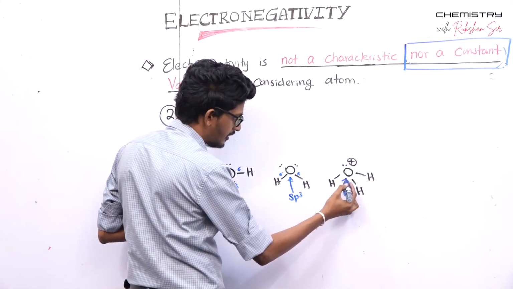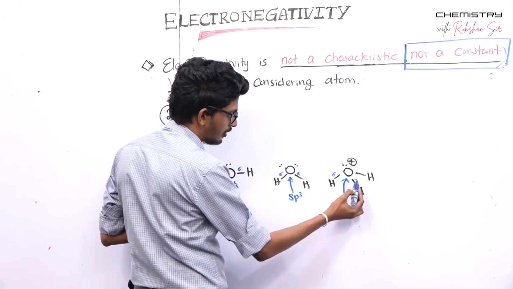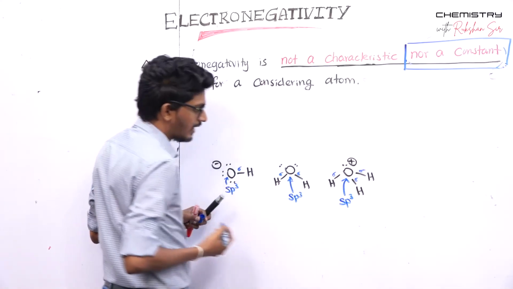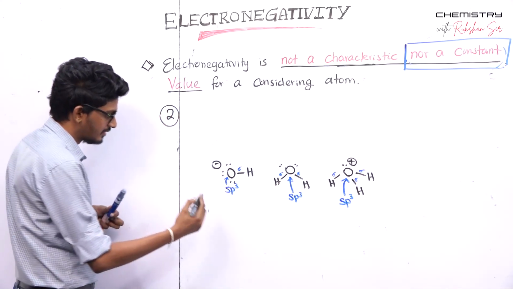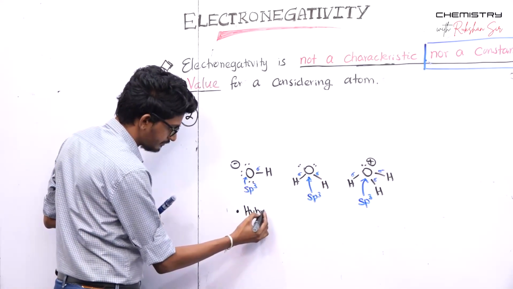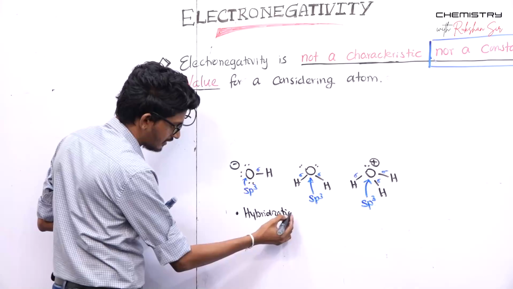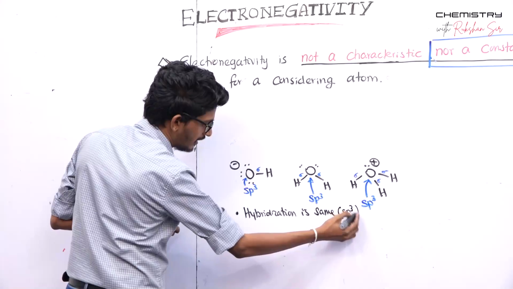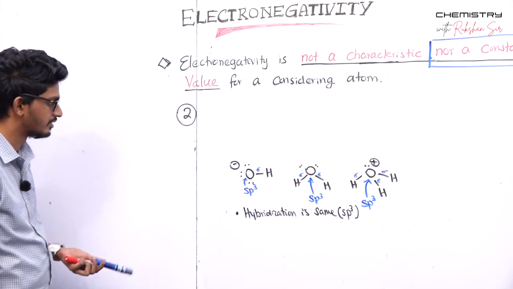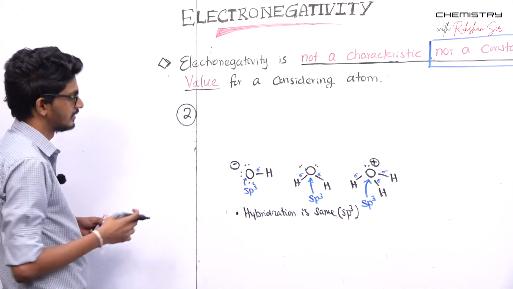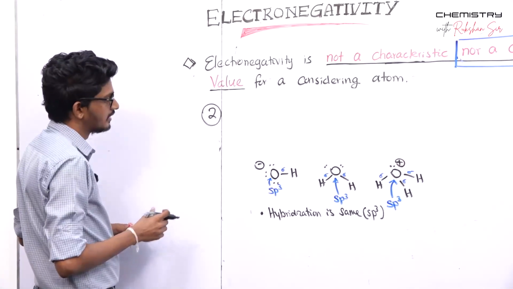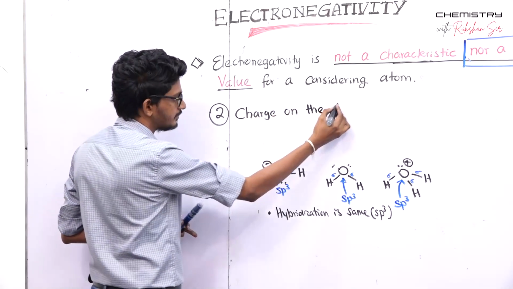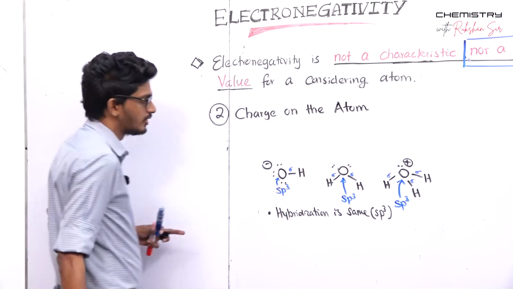Counting sigma bonds and lone pairs for this one, again 3 sigma bonds, 1 lone pair, 4 units, that means 1 s and 3 p's. The hybridization is the same. The s character is the same. So we can't use the earlier technique to come up with the electronegativity of these. So we go for the second consideration, that is the charge on the atom. What does it say?